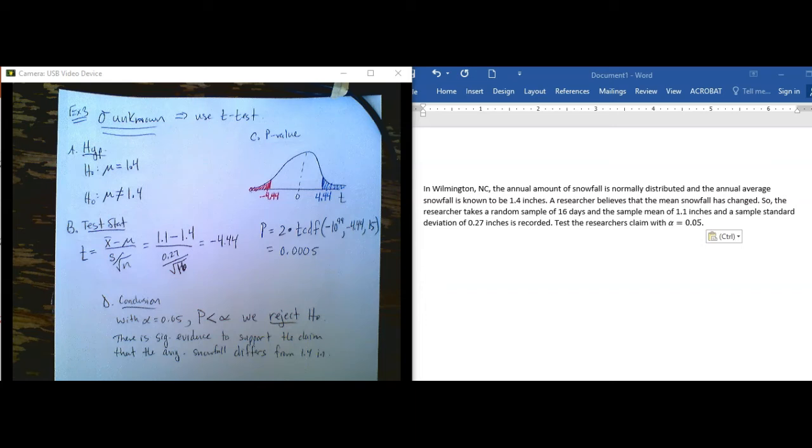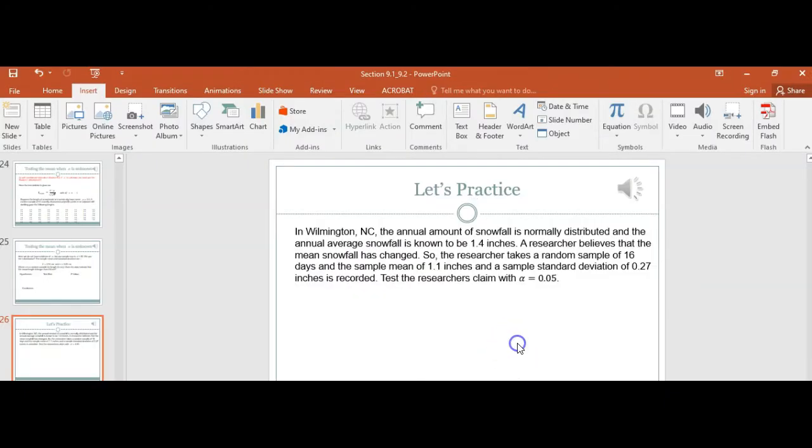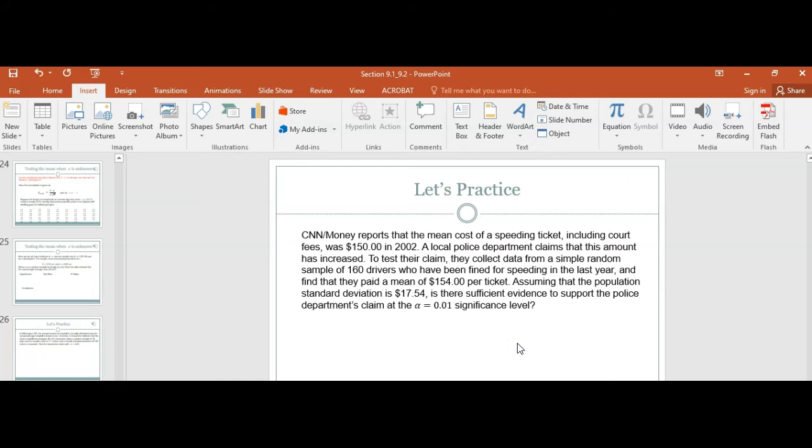All right, I think the next 2 examples deal with this. So we have another one here. So let's do this one.